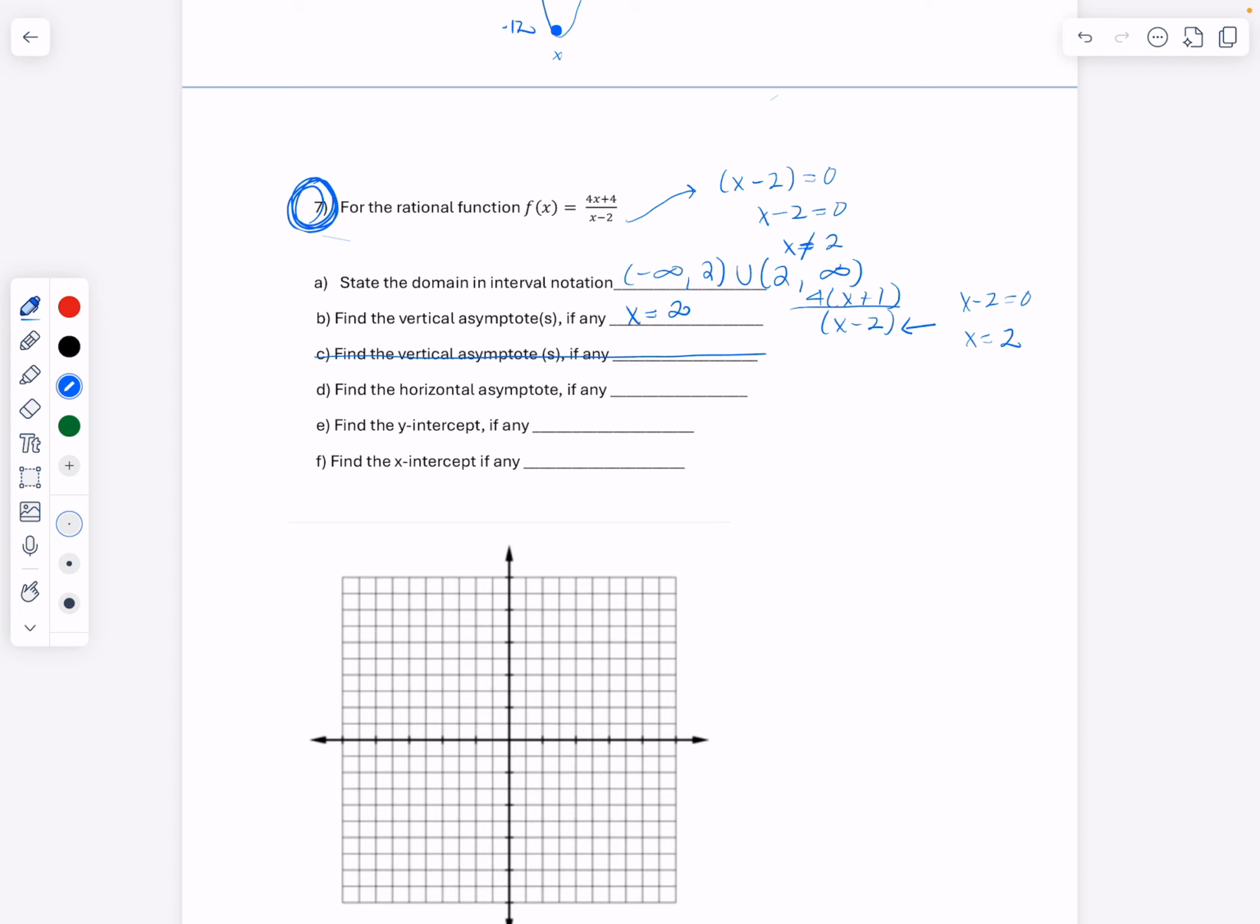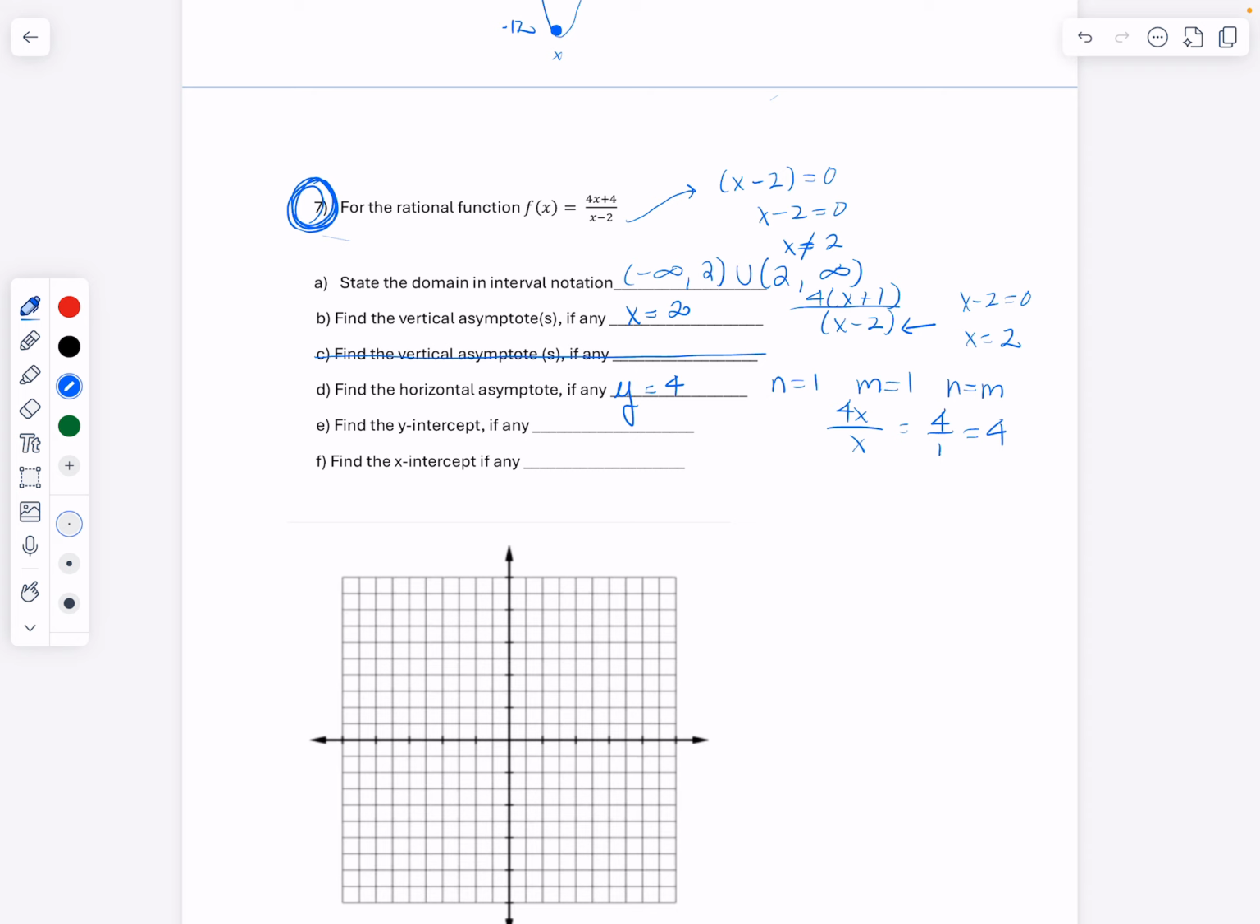For the horizontal asymptote, I have to look at the powers. The power of the numerator, which we'll call n, is 1. The power of the denominator, which we'll call m, is also 1. So if n is equal to m, that means the horizontal asymptote is the ratio of the coefficients. So I have 4x over x. The coefficients are 4 and 1. So the horizontal asymptote is y equals 4.